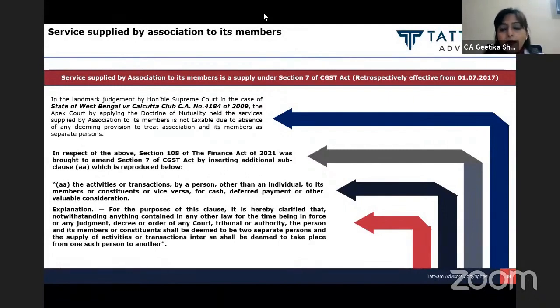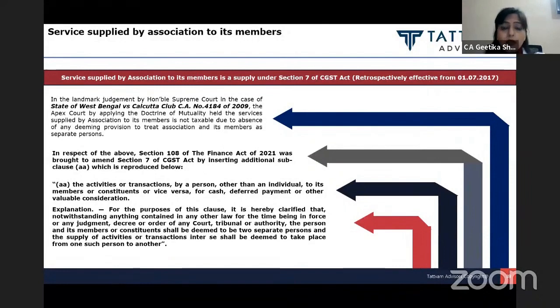There was a lot of discussion around whether this should be taxed or not, and whether the members should be treated as separate. The Supreme Court laid this dispute to rest, saying that no, both are the same. We don't consider them separately, so nothing has to be charged or paid in taxes if there is any transaction happening between the members and their association.